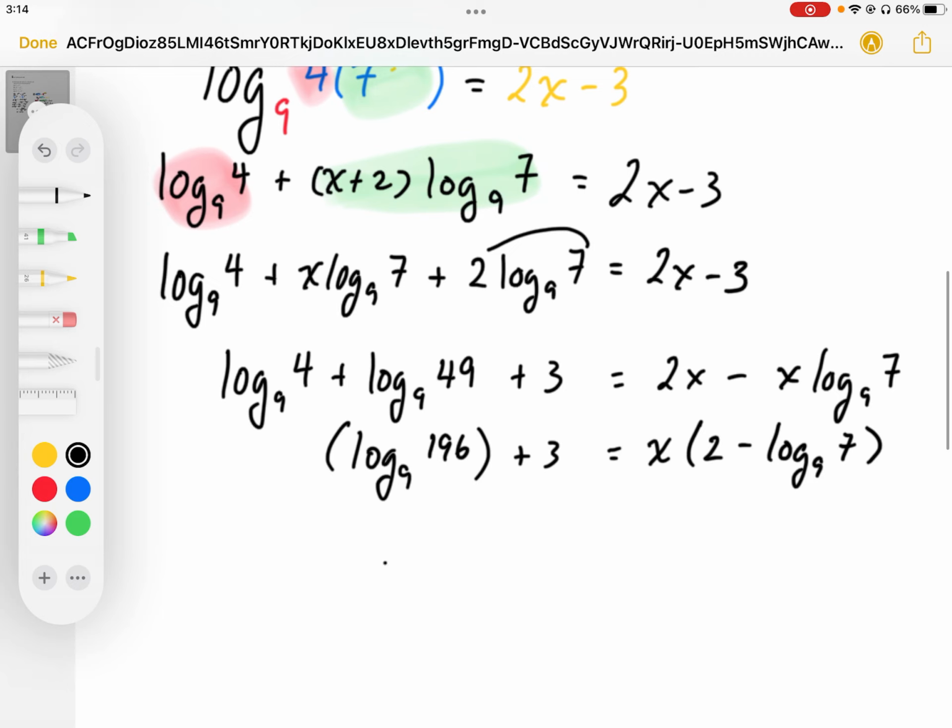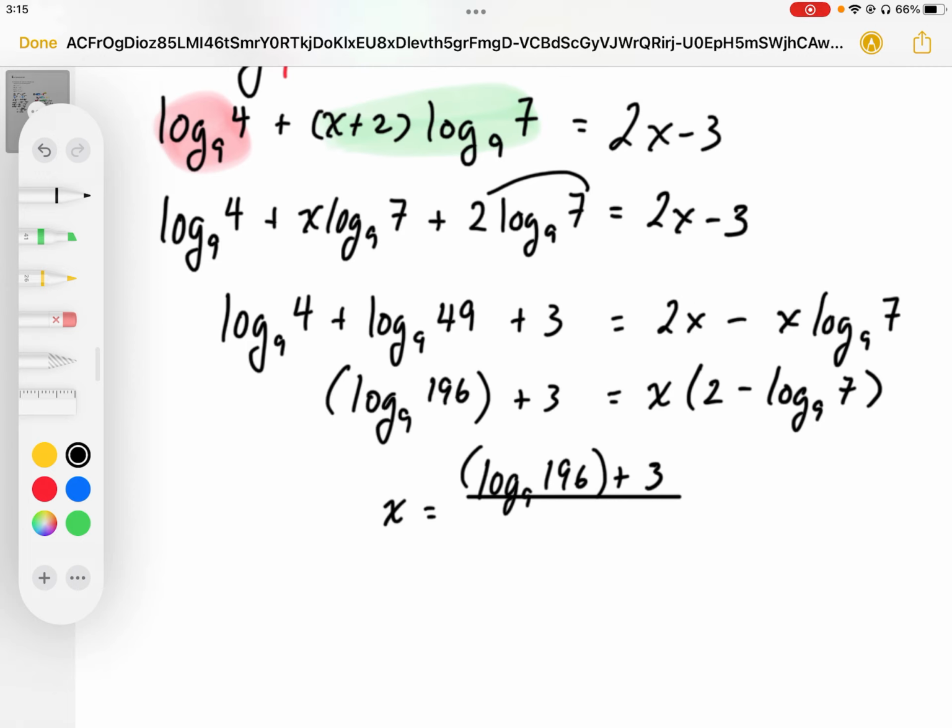Okay, and then solving for x, my answer is going to be log base 9 of 196 plus 3. Again, that 3 is not part of that log. And I'm going to divide by 2 minus log base 9 of 7.